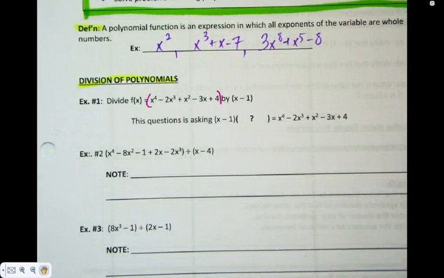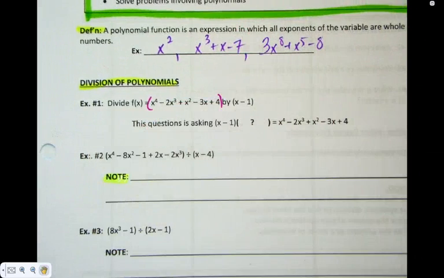Note for example number 2. Turn and talk, 30 seconds. What's different between example 1 and example 2?